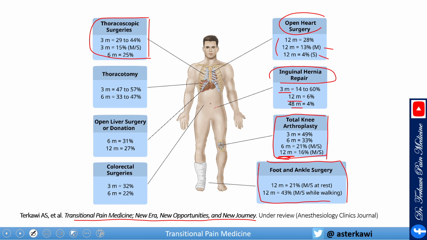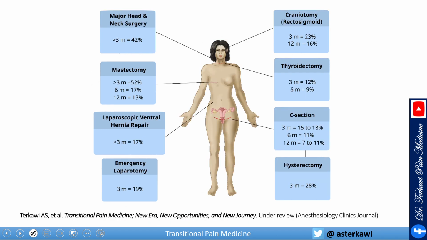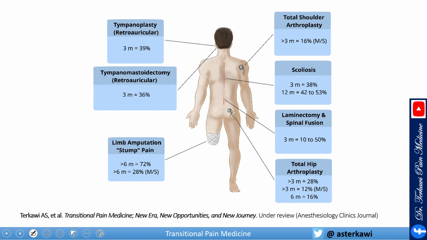Again, liver surgery here, colorectal surgery here, more surgeries here, craniotomy, thyroidectomy. I will leave this image for you. You can go back to it. C-section, interestingly, up to 1 year, you can have up to 10% with chronic post-surgical pain. Hysterectomy, emergency laparotomy, mastectomy, and then here, ear surgery, shoulder replacement more than 3 months.